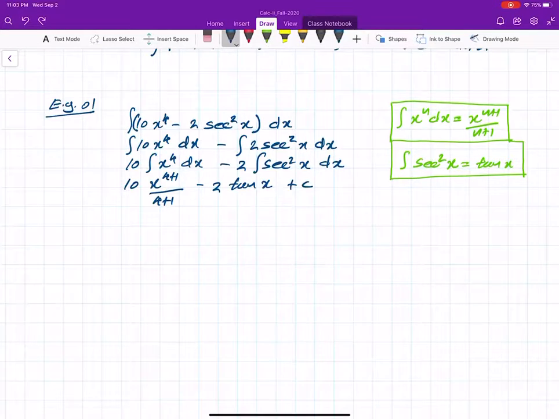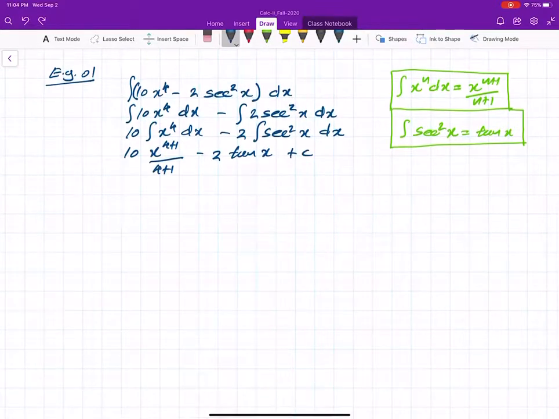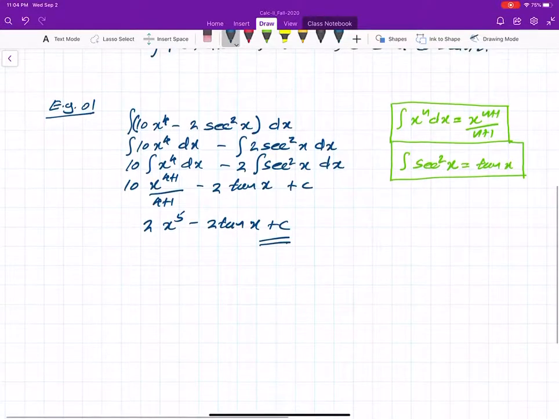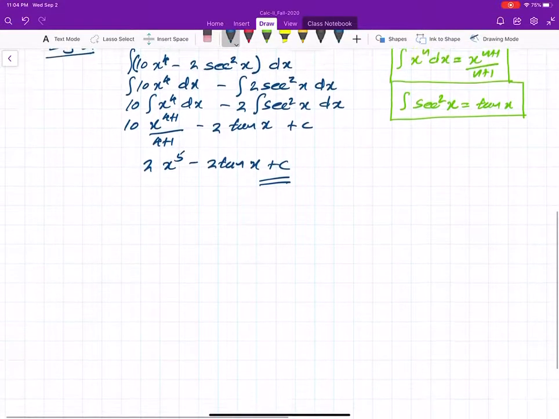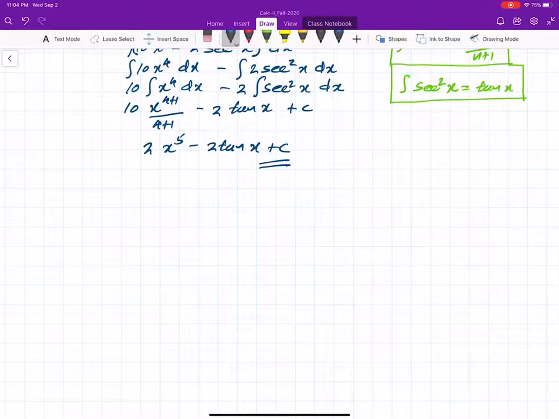Now you have to simplify this. So this is 10 divided by 5 times x to the power 5, minus 2 tan x, plus c. 10 over 5 is 2, so you just put 2 here. That is the solution to example number 1, and then we move to example number 2.